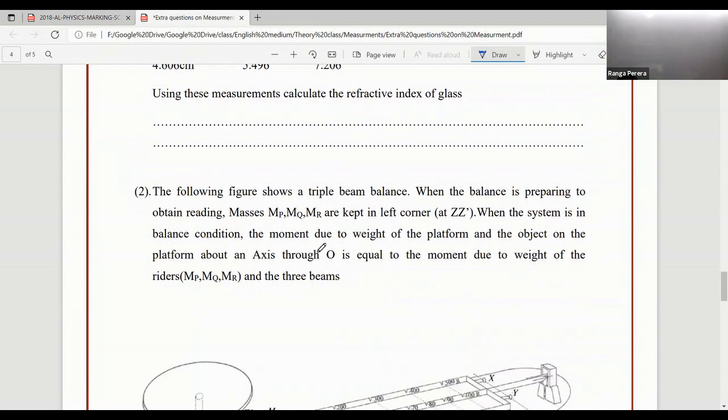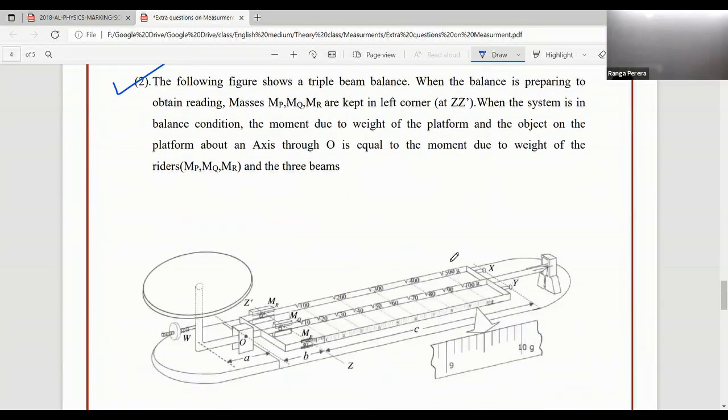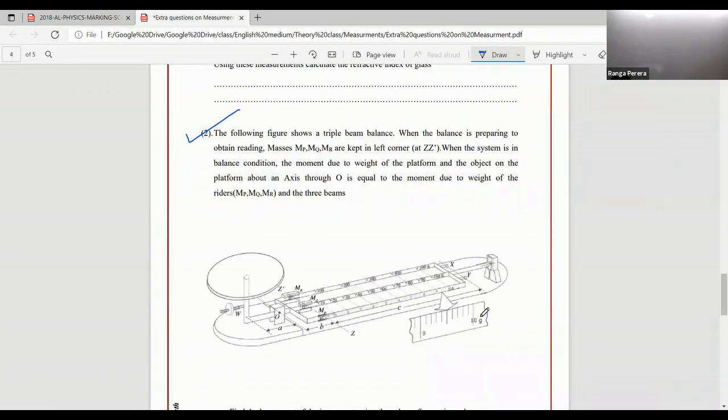Let's move to question number 2. I also discussed the triple beam balance, so it is better to discuss question number 2 also. Please look at your answers for question number 2. After discussing this question, I will move to the small theory part, which is linked with the errors. I will discuss that after this.